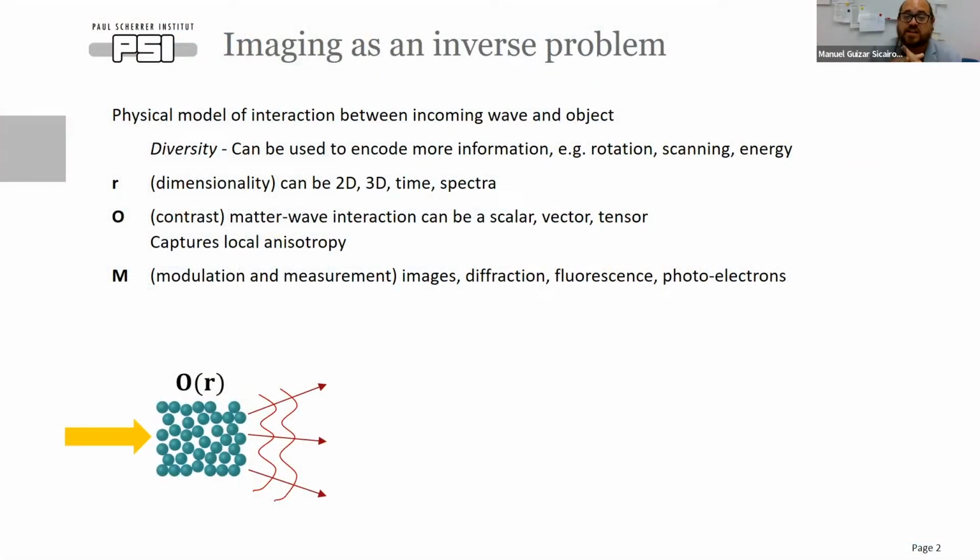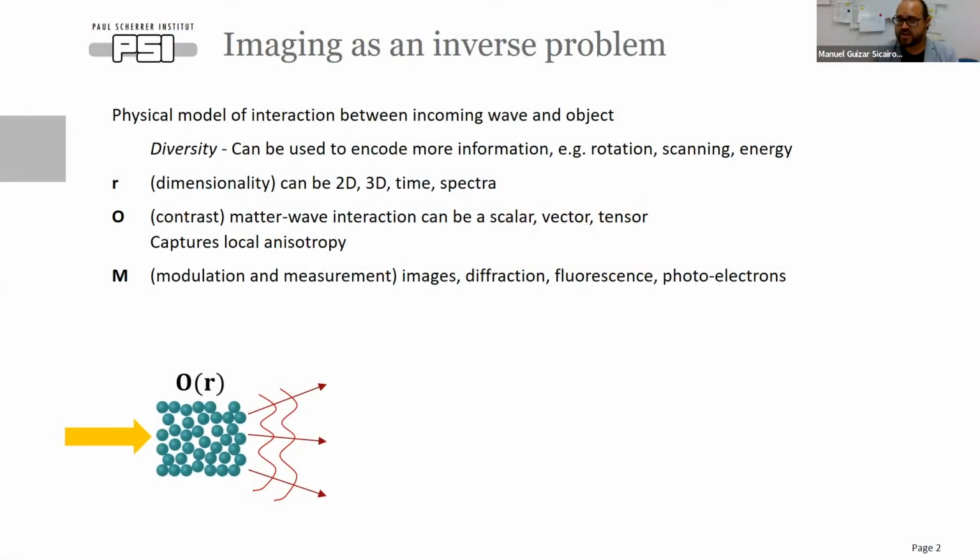Let me just click here and see. So in a very general way, imaging can be seen as an inverse problem. One of the most important things we need in order to solve this inverse problem is a good enough physical model of the interaction between the incoming wave and the object. A second thing that is very important is to have diversity, enough changes between your illumination and your sample that encode the information that you want to extract.